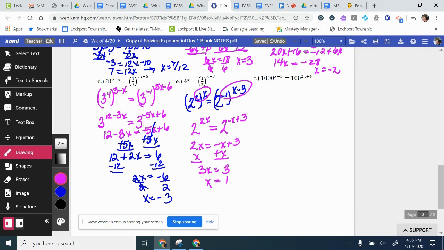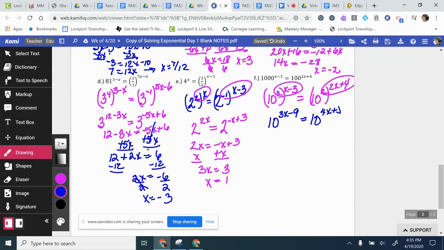All right, and last one we have here, I'm going to rewrite this in base 10. So that's 10 cubed to the x minus 3 equals 10 squared to the 2x plus 4. We're going to use our properties of exponents here. And we're going to have 10 to the 3x minus 9 equals 10 to the 4x plus 8, equal powers, identical bases. We set the exponents equal to each other and solve for x.